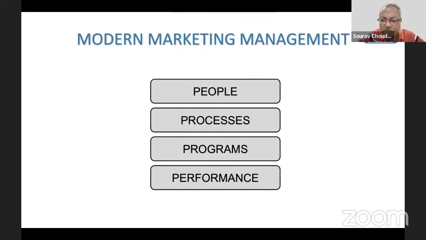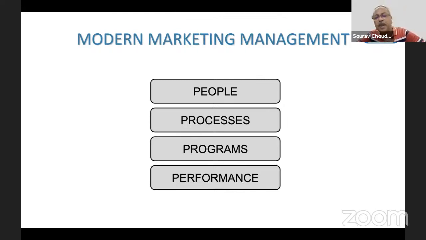Second is the processes, the systems and the processes that are followed, and the structure of the organization has a lot of impact. If there are good processes, good systems in an organization, then of course the business will be good. The sales will be good, revenue will be good, profitability will be good. All the programs, all the activities that we do, keeping the customer in mind, directed towards the customer, are the programs. This has a huge impact on your business, on your products, on your brands.